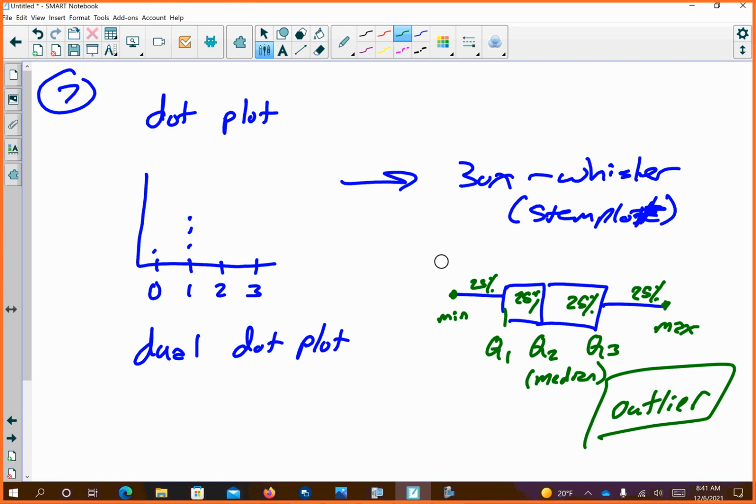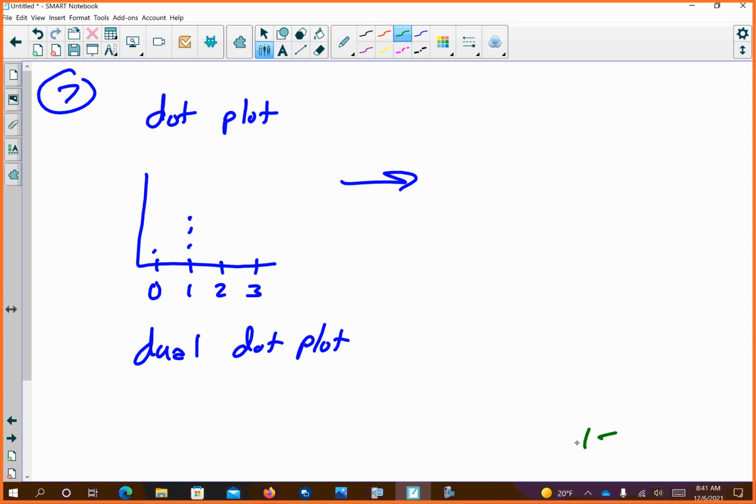Okay. You know? You guys are the best. Okay, so dot plot. Am I right with dot plot though? Yeah. Okay, and then a stem plot is this. Oh, you guys are so cool.